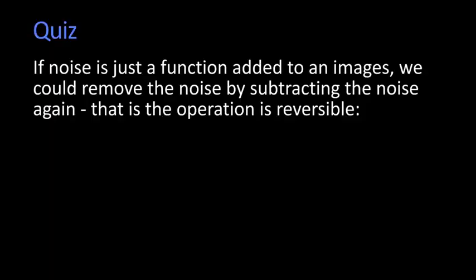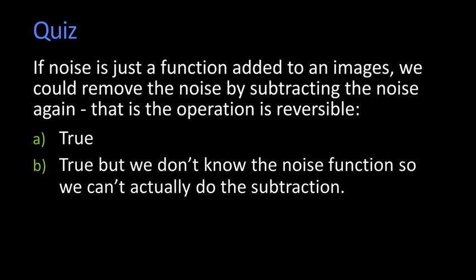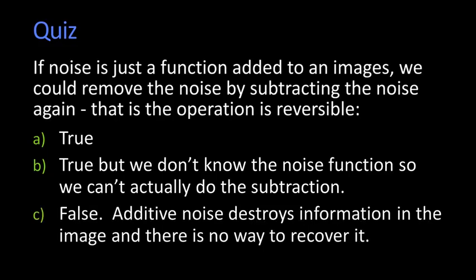So here's a quiz just to keep you on your toes, or at least to keep you mildly awake. If noise is just a function added to an image, we could remove the noise by subtracting that noise again. That is, the operation is reversible. A. True. Yep, we could do that. B. True, because we don't know the noise function, so we wouldn't know what function to remove. C. False. When you put noise into something, it destroys information in the image, and there is no way to recover it. Well, this is one of these funny things.